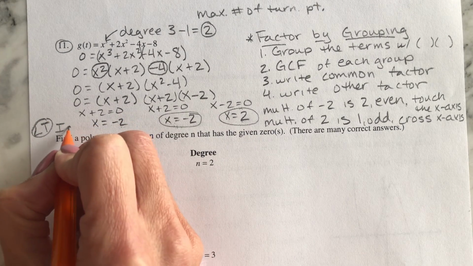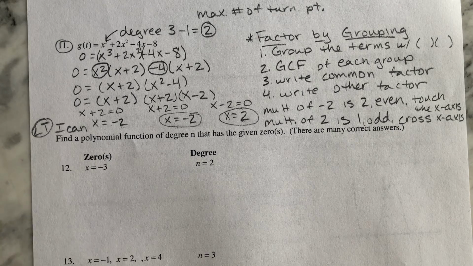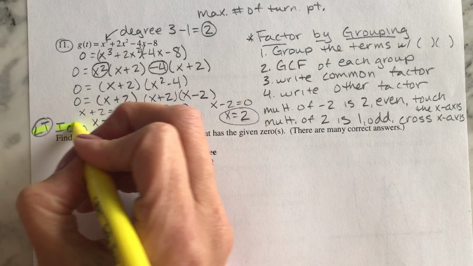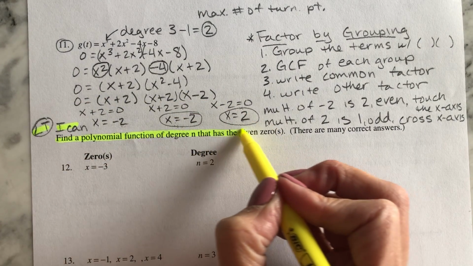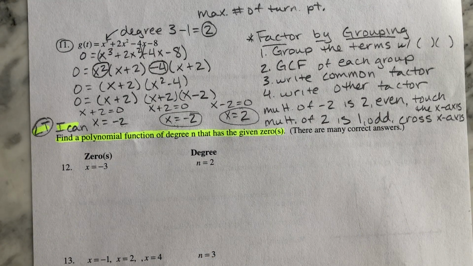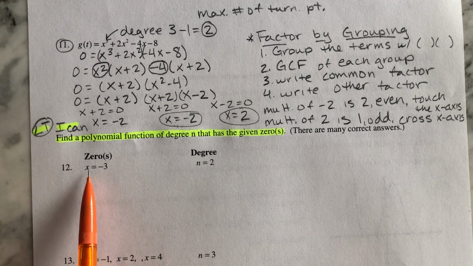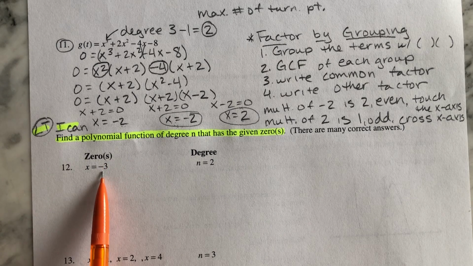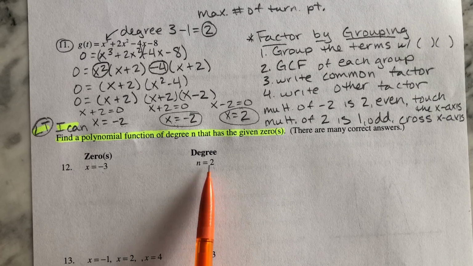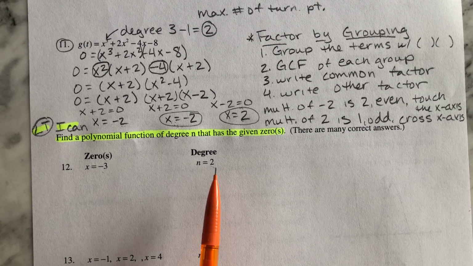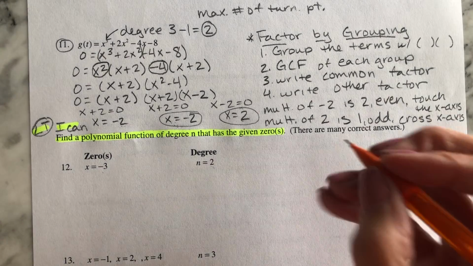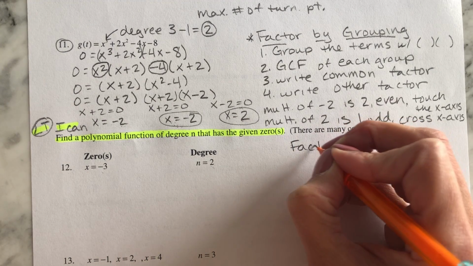Learning target for today: I can find a polynomial function of degree n that has the given zeros. So for this first one, number 12, we're given the zero, x equals negative 3, and we're told that the degree of this polynomial is 2. First thing you need to know is the factor theorem. So let's talk about the factor theorem first before we get into it.